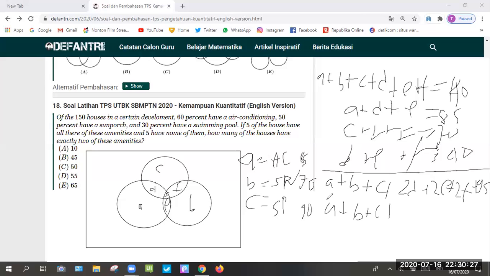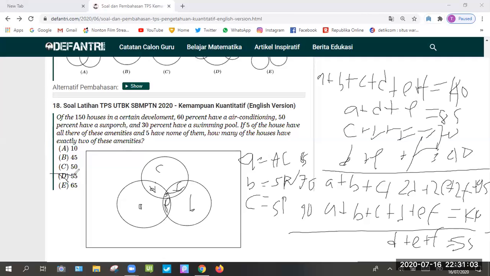And we're gonna simplify it by reducing with the previous one. So we can get here D plus E plus F, because we only need the two, like the slice is 2 amenities. So it is 195 minus 140 is 55. So the answer is D.